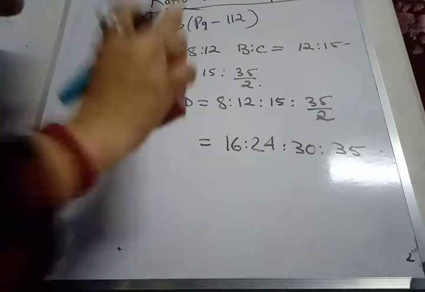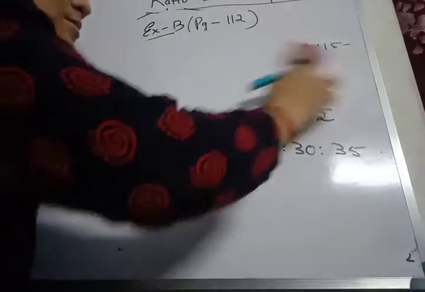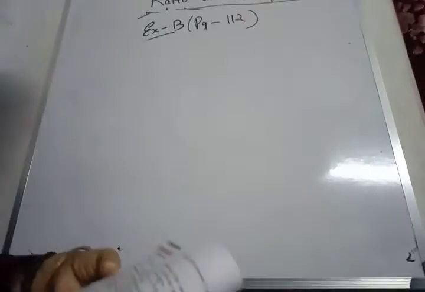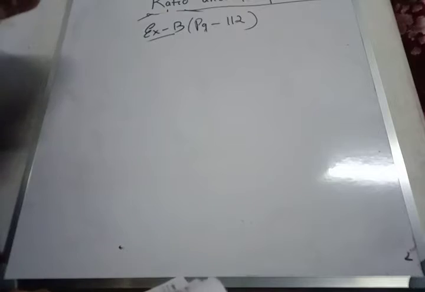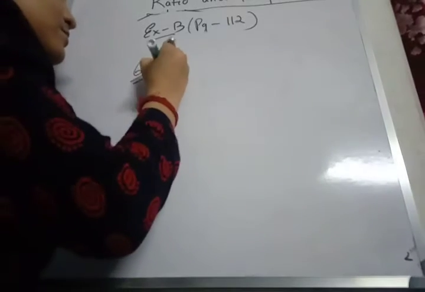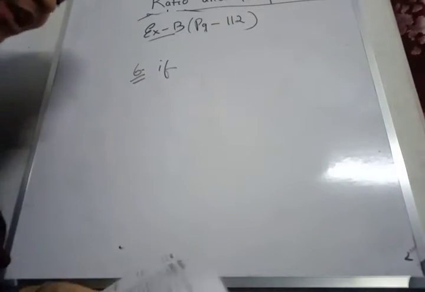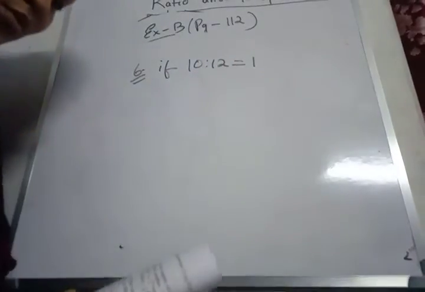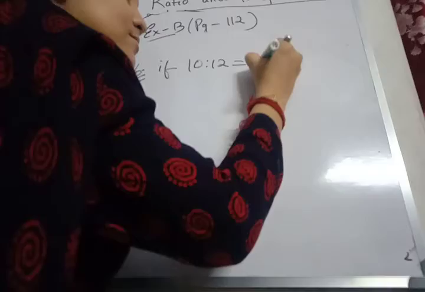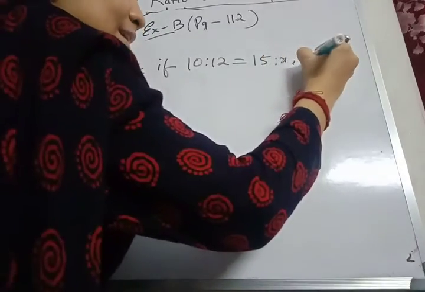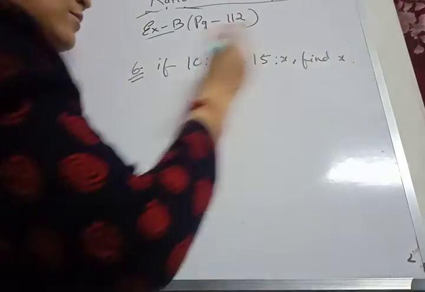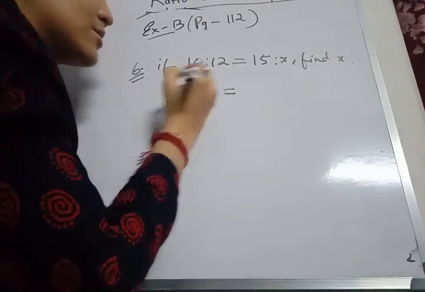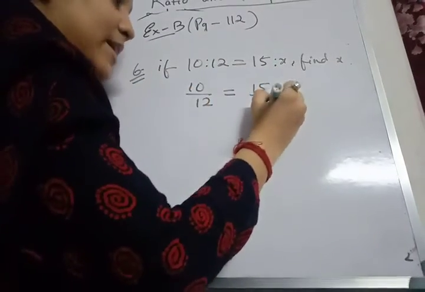We move to the next sum. Sum number 6. If 10 is to 12 equals 15 is to x, find x. 10 is to 12 means 10 by 12 equals 15 is to x means 15 by x.